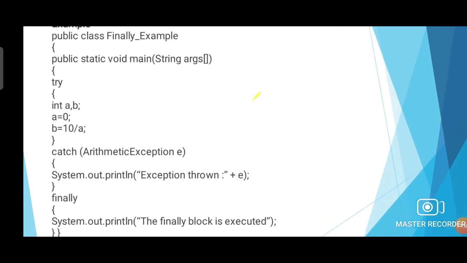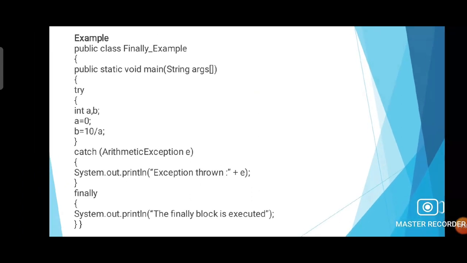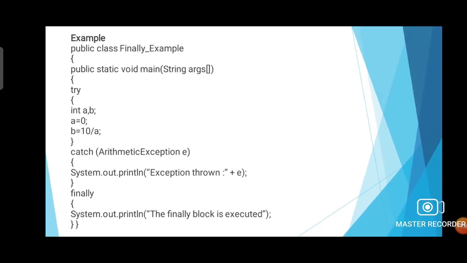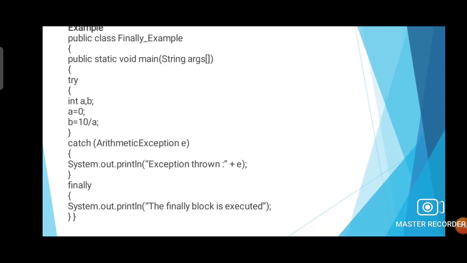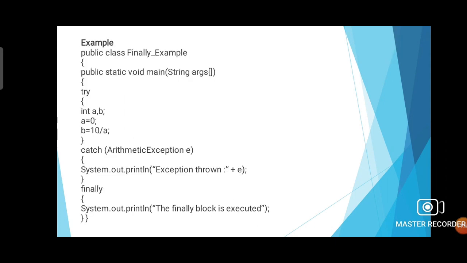So this is the same programming example. Here we have the try block. We are performing the division operation between the values, and we are mentioning the catch block for the arithmetic exception, and we have the finally block. Inside the finally, we are printing the statement the finally block is executed. So the try block leads to an exception, since we are trying to perform the division operation with the value 0. The corresponding catch block will be executed, and at last the finally statement will be executed.